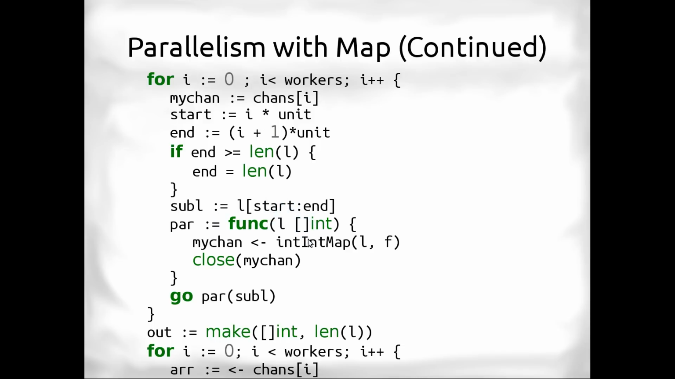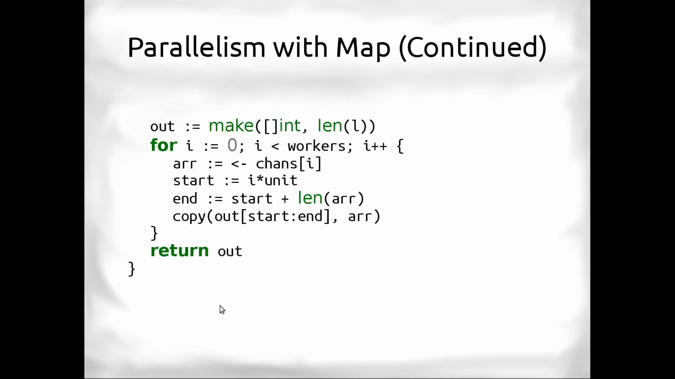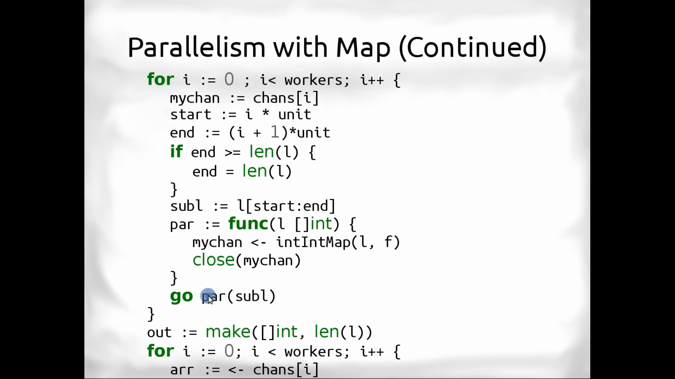And this par function will take our channel, and it will output our int slice to that channel after we do int map. So we'll take our new sublist, right here, see this sub L, and it will get put into here, and we'll apply the function that we passed in, and we'll output that. We'll emit that to a channel, then we'll close that channel. And for each worker, we'll start off this parallel function. So basically, each worker will run an int map.